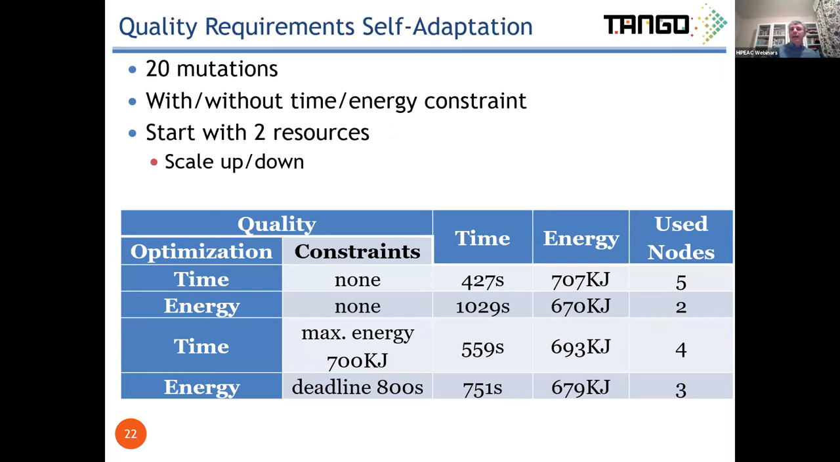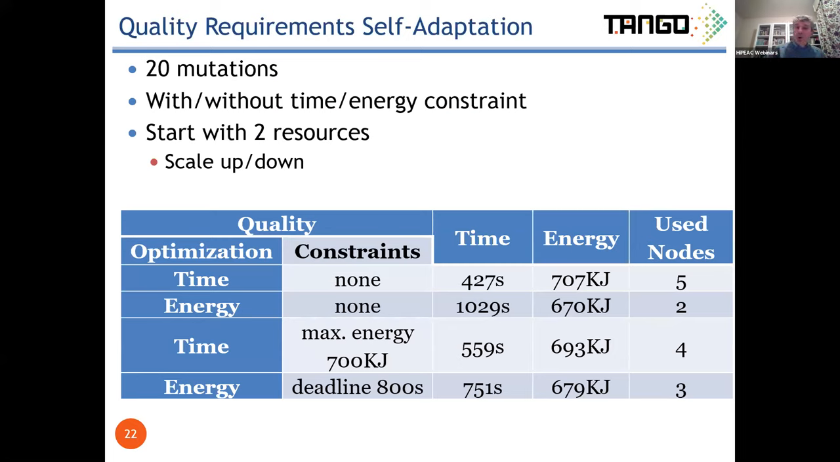So if you take 20 mutations, you can, as an end user, set what we call a time constraint or energy constraint. You could actually specify that in the configuration file. And then you can start with two resources and let the programming model decide on whether to scale up or down.